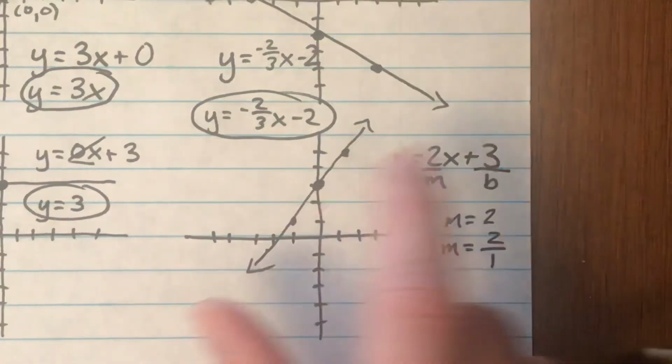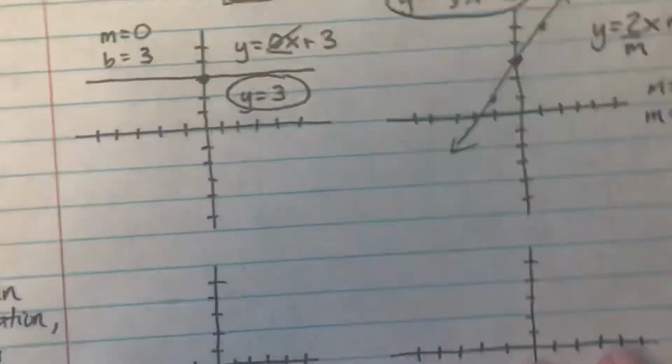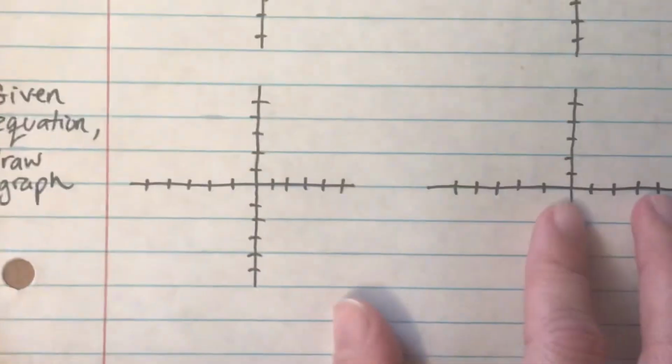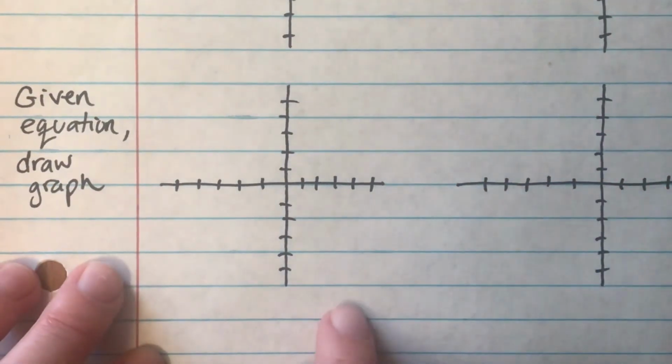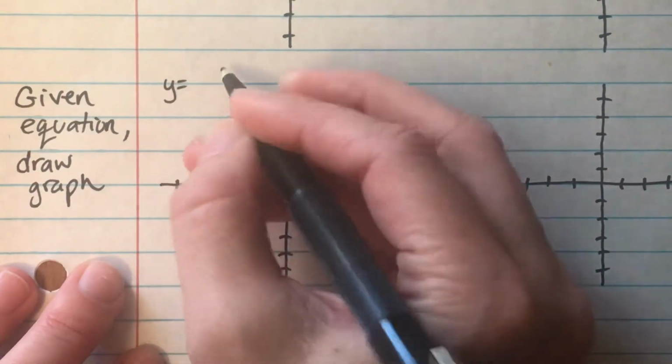And so this is what the graph of y is equal to 2x plus 3 is going to look like. All right, let's look at our last 2 graphs. And again, we're going to practice given an equation, draw a graph. So let's try this one. You may even want to pause the video and try it on your own.